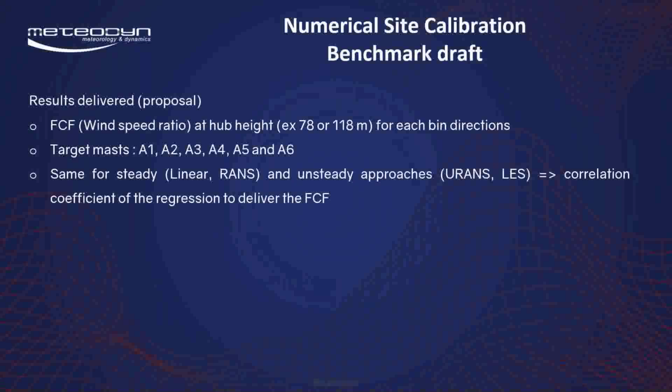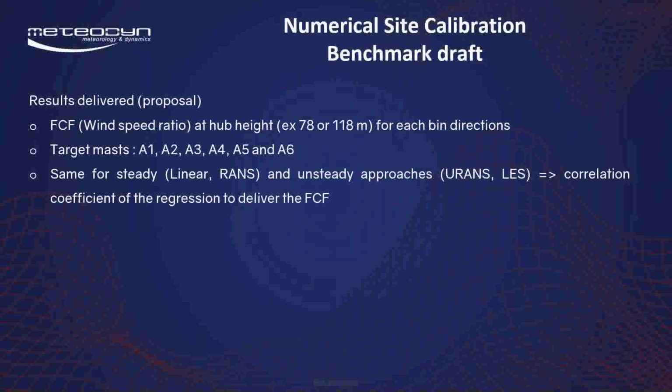And the results delivered finally, so it is a proposal we have to define together. And so the results will be given for this parameter, this is the flow correction factor. This is the wind speed ratio between the reference mast and the other mast at the hub height. So this is almost 80 or 120 for each wind direction. And the target masts will be A1 to A6. So there are 6 points for the results and 1 point for the reference mast.